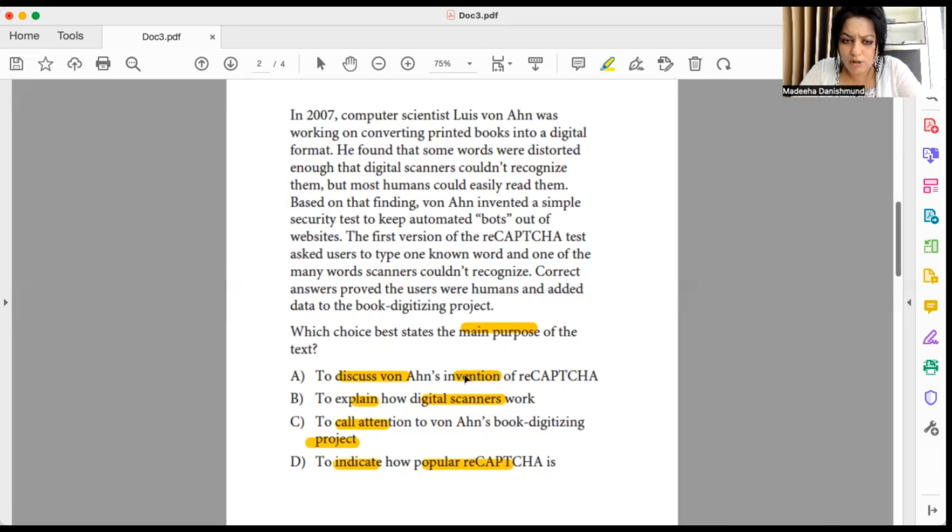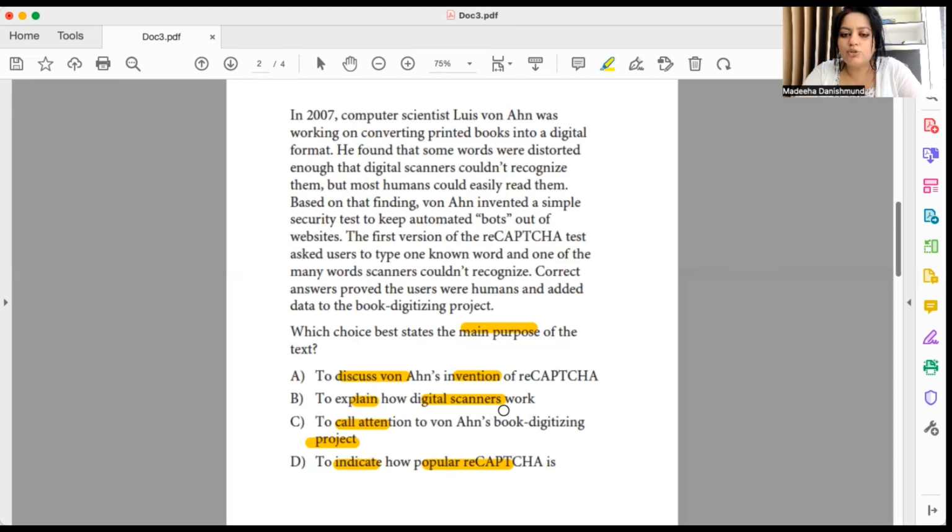A, to discuss von Ahn's invention of reCAPTCHA. Yes, this is a possibility, because throughout the passage they're discussing reCAPTCHA, the fact that it was created to weed bots out of the system, to confirm that it was actually a human being who was using the system. B, to explain how digital scanners work. This can't be it, because if it was talking about how digital scanners work, then there should have been a comparison as to how the old scanners worked and how the new digital scanners revolutionized that.